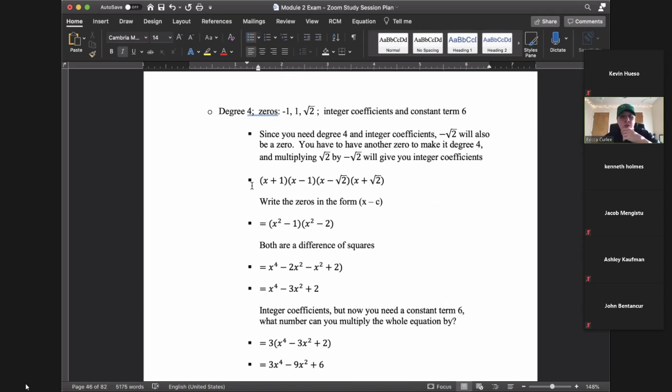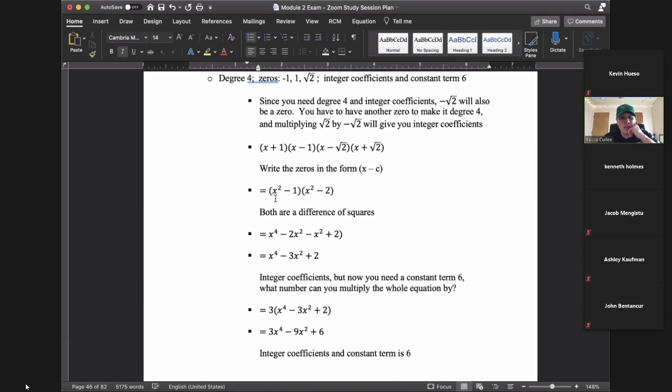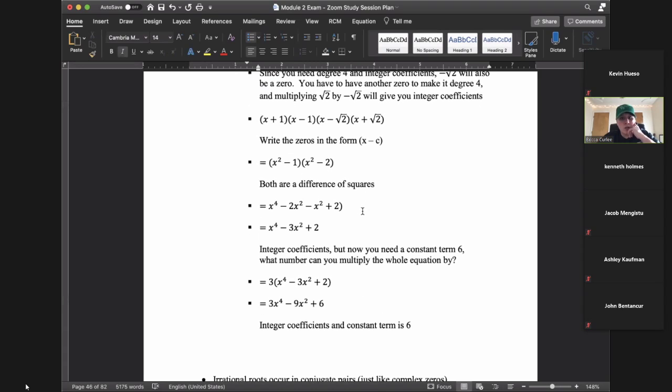So this is the way we're going to write it. We're going to write all the zeros in the form x minus c. So we've got x plus 1 times x minus 1 times x minus the square root of 2 times x plus the square root of 2. Multiplying that out, we've got x squared minus 1 times x squared minus 2, and both are a difference of squares. Multiplying them together, we get x to the fourth minus 2x squared minus x squared plus 2, which gives us x to the fourth minus 3x squared plus 2.